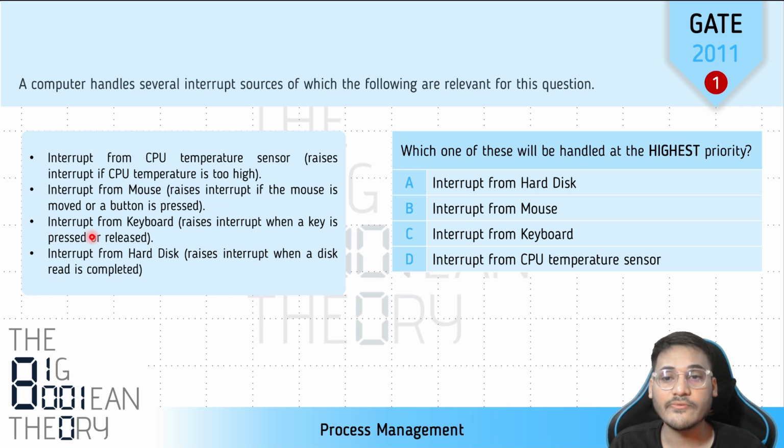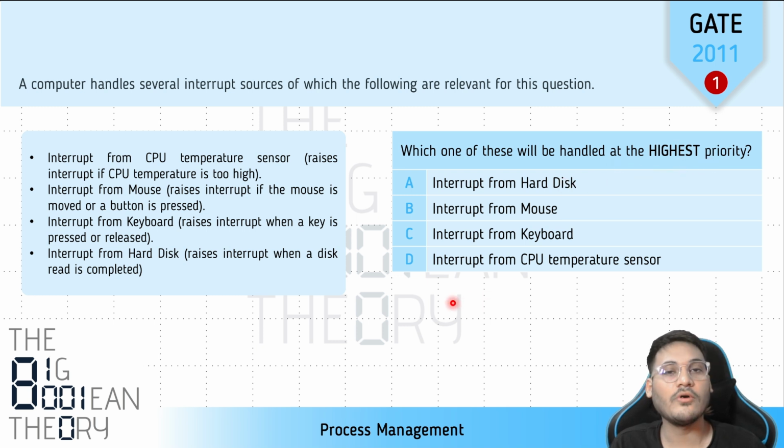The third one is the interrupt from the keyboard, which raises an interrupt when a key is pressed or released, right? And the final source of interrupt is the interrupt from the hard disk, which raises an interrupt when the disk read is completed, right? So these are the four different sources. All of these are hardware devices: the CPU temperature sensor, mouse, keyboard, and hard disk, right? So now the question is, which one of the following will be handled at the highest priority, right?